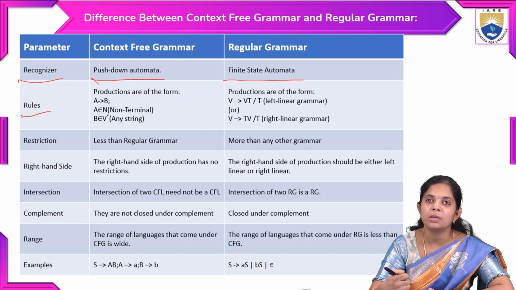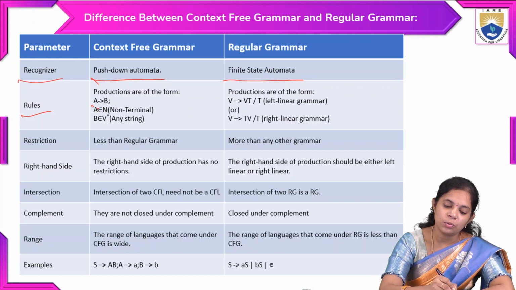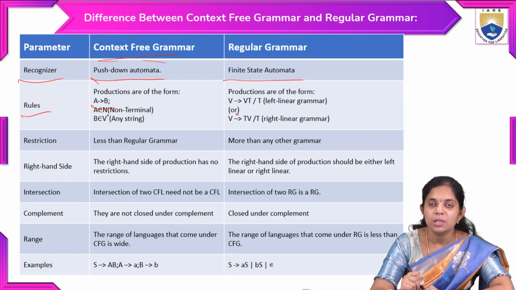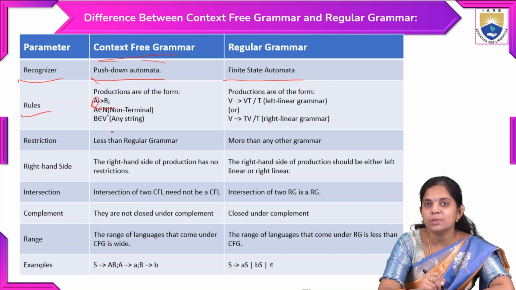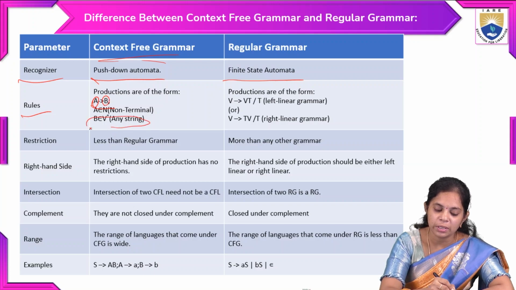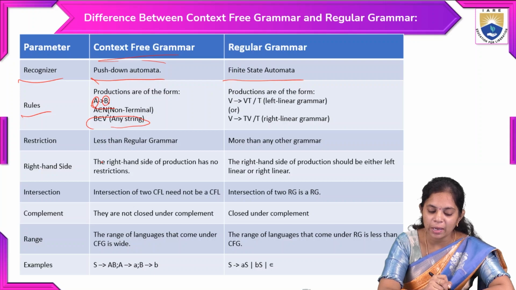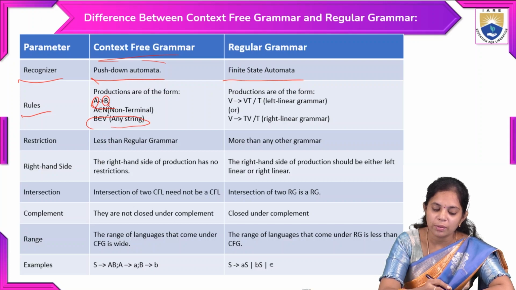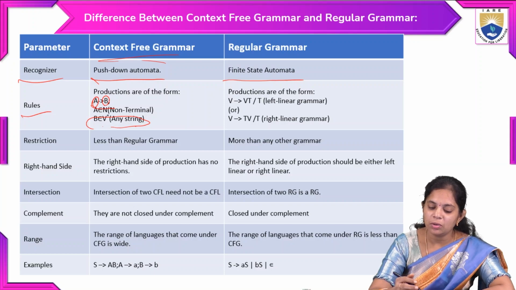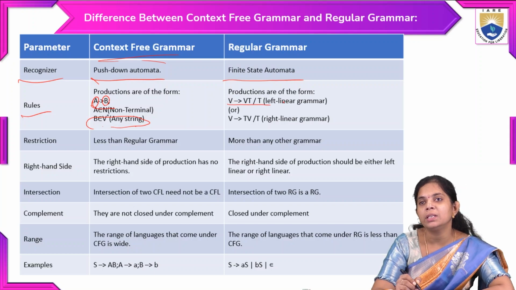Based on the predictions only, the rules are going to happen. So here are the rules, coming to the rules, A tends to beta. This is about the context free grammar. The left hand side is always only one single non-terminal, and the right hand side is a combination of A or B. So the production rules are: B tends to any string. Not only a single string, we can also form it with the non-terminal symbol. And here also the V is nothing but a non-terminal, which is followed by the terminal, or only a single terminal.